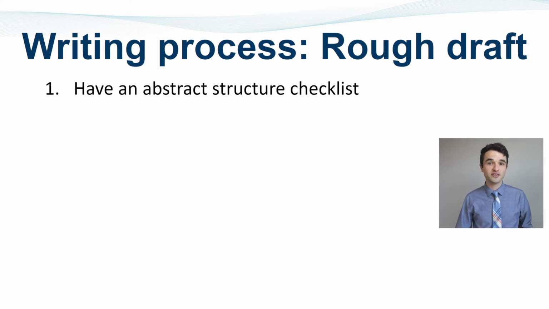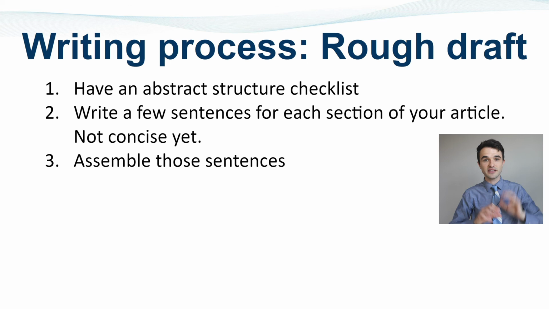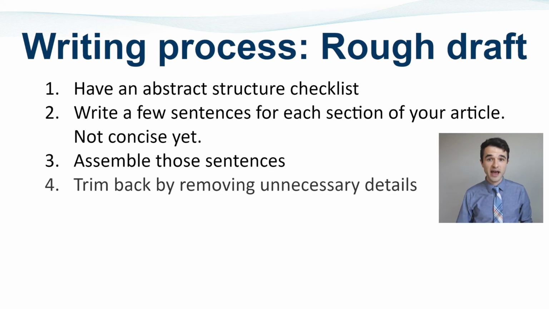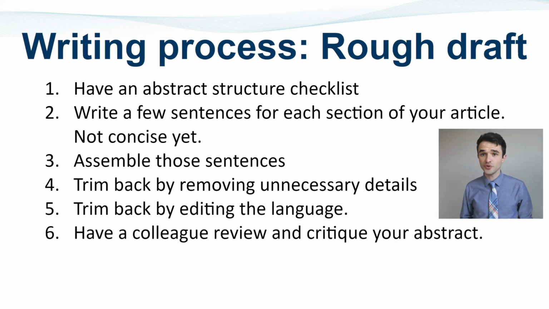Let's start with the writing process, rough draft. Have an abstract structure checklist. Write a few sentences for each section of your article, not concise yet. Assemble those sentences. Trim back by removing unnecessary detail, and trim back by editing the language. Have a colleague review or critique your abstract. And lastly, revise.